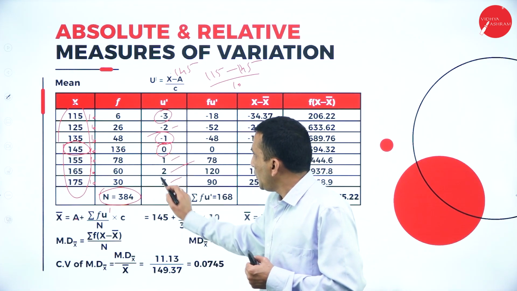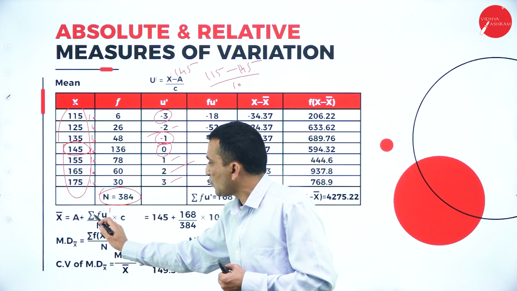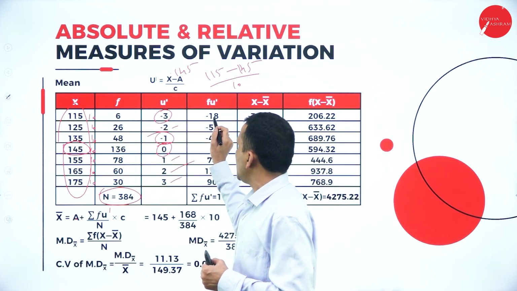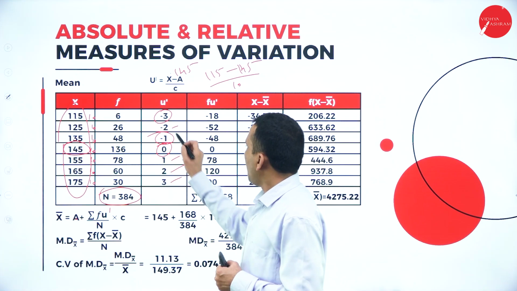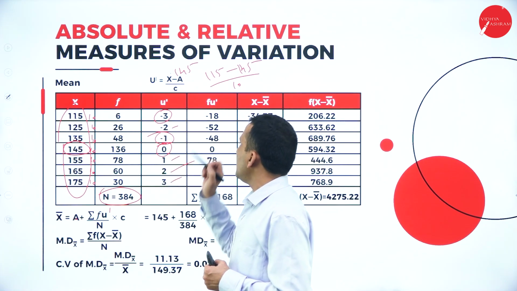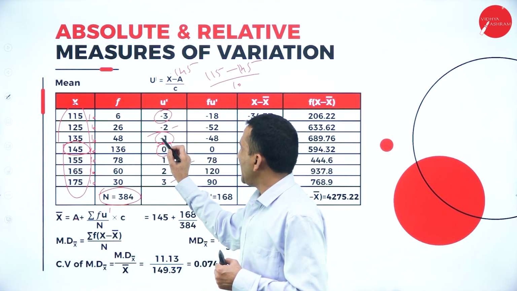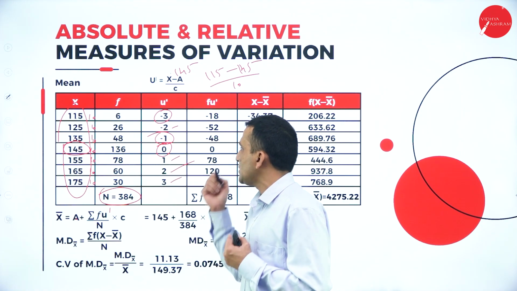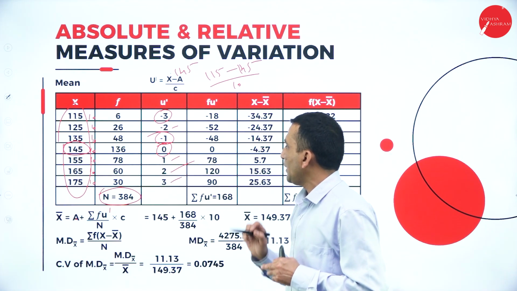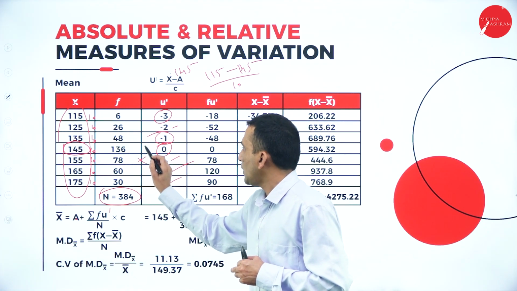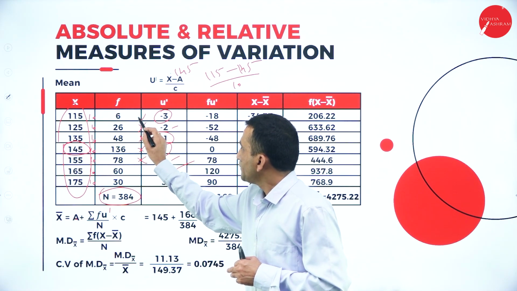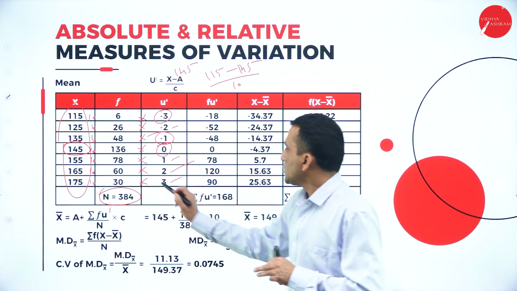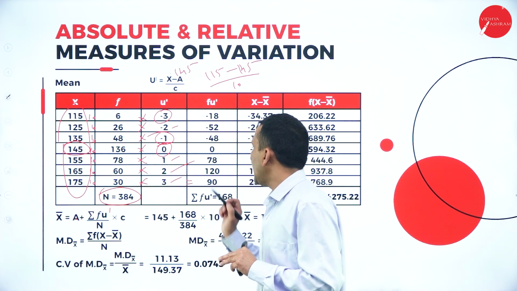So once I get the u dash values, according to the formula, I just want to multiply with the respective frequency. Minus 3 into 6, I am getting minus 18. Minus 2 into 26, minus 52. Minus 1 into 48, minus 48. 136 into 0, 0. 78 into 1, I am getting 78. I just want to multiply according to the formula. 60 into 2, 120. So 30 into 3, I am getting 90.